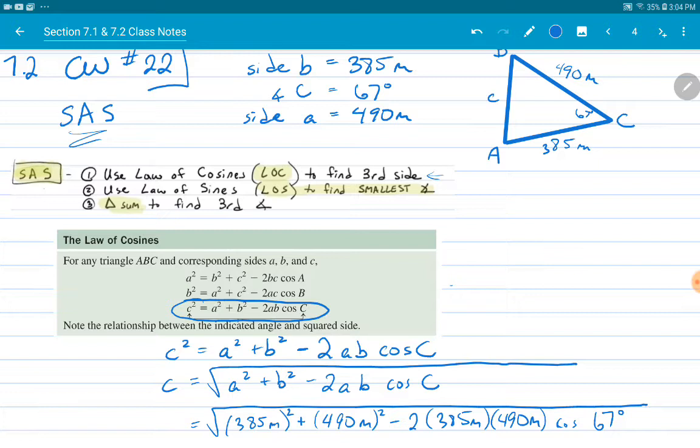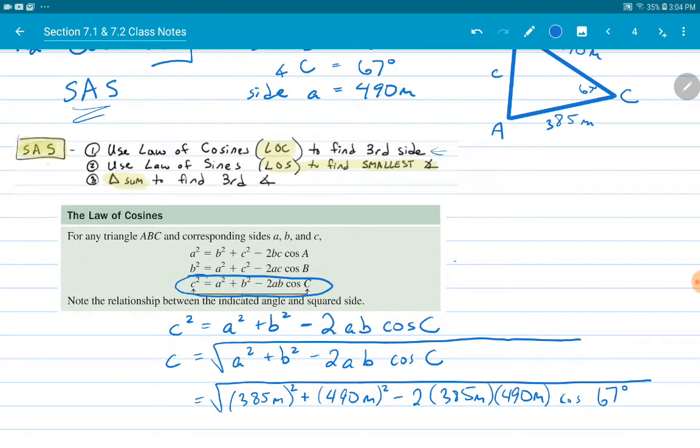My units so far under the square root are meters squared. When I take the square root, I'll end up with the unit of meters. I like to do a unit check to make sure everything makes sense, and these units make sense with the answer that I want, which would be a side in meters.